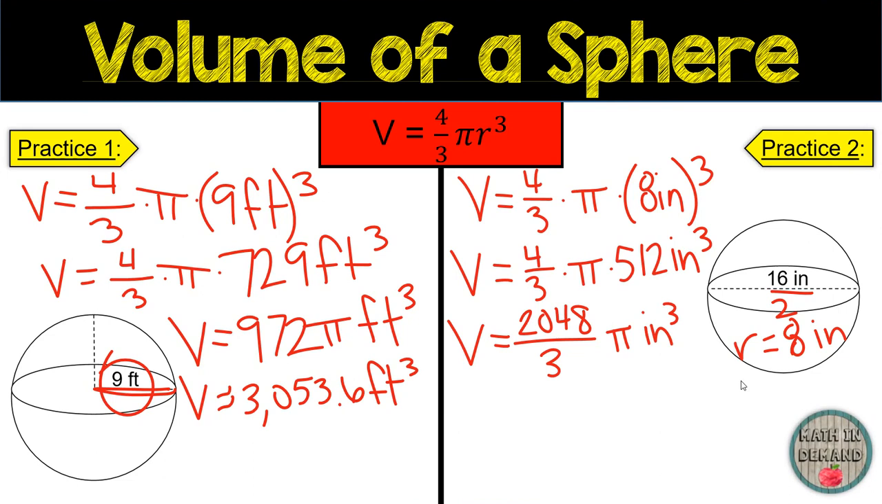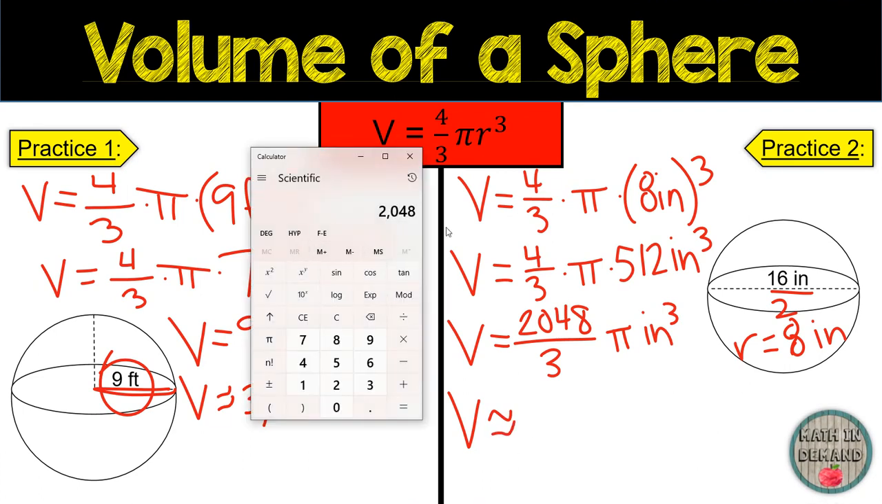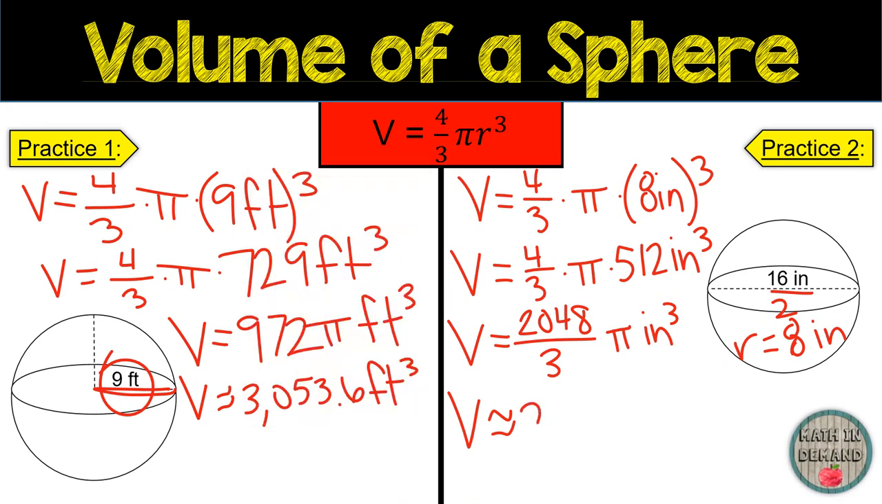I'm going to go ahead and give the decimal form also. So I'm going to approximate. I'm going to take my calculator and divide 2,048 by 3, hit equals. I'm going to keep that whole entire number and multiply it by pi. So times pi, and I'm going to hit equals. So I get 2,144.7 because I'm going to round that. So 2,144.7. I'm going to bring down my cubic inches.